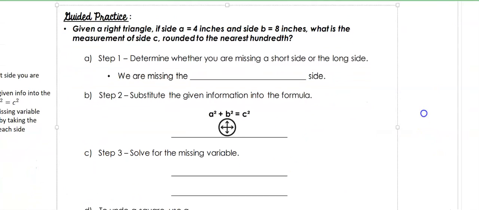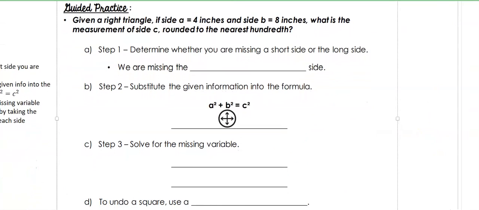So right here, it says, given a right triangle, if side a is 4 inches and side b is 8 inches, what would be the measure of side c, rounded to the nearest hundredth? So step 1: determine whether we are missing a short side or the long side. So if I look, we have a and b, so we are missing the long side, or the hypotenuse.